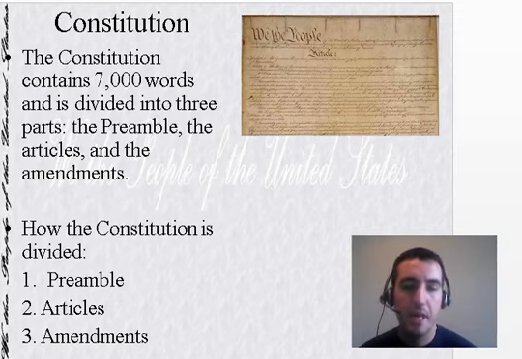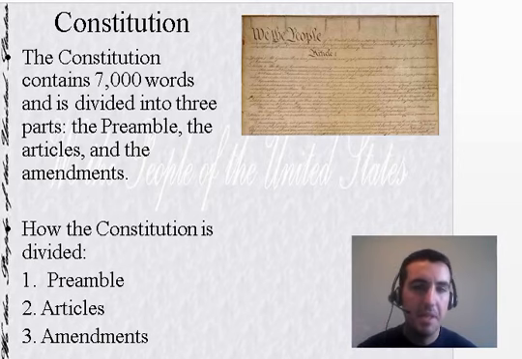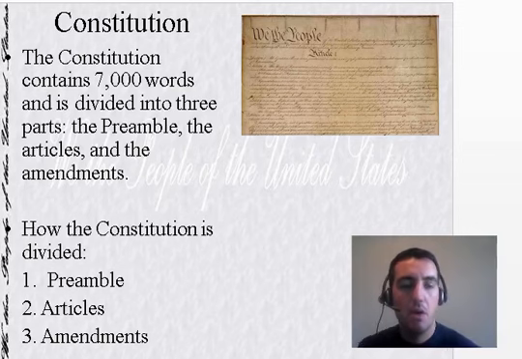So just to review, the Constitution is divided into the preamble. It's like the intro that kind of says what the purpose of the Constitution is. The articles, that's the main part that says how government is set up. That's like the rule book part. And then the amendments. Those are all the changes to the Constitution that have occurred over time.